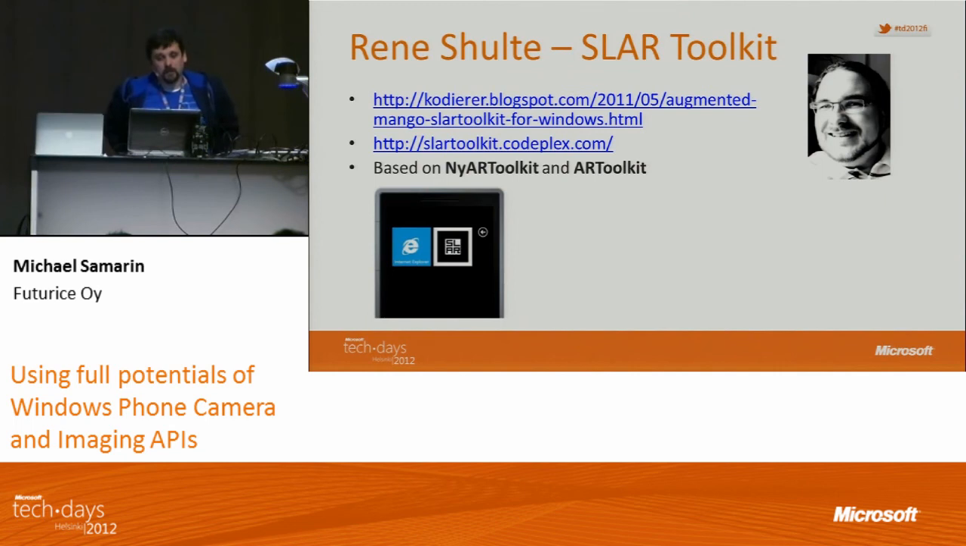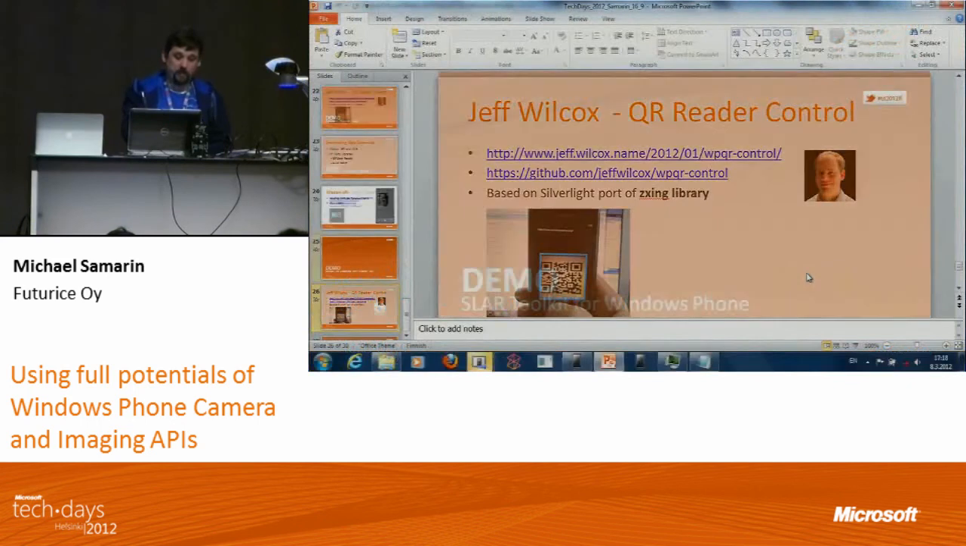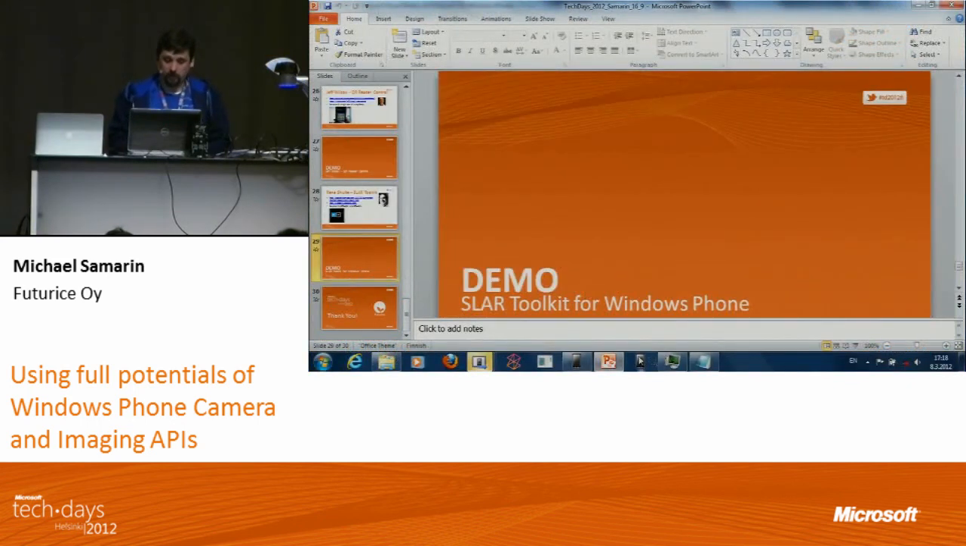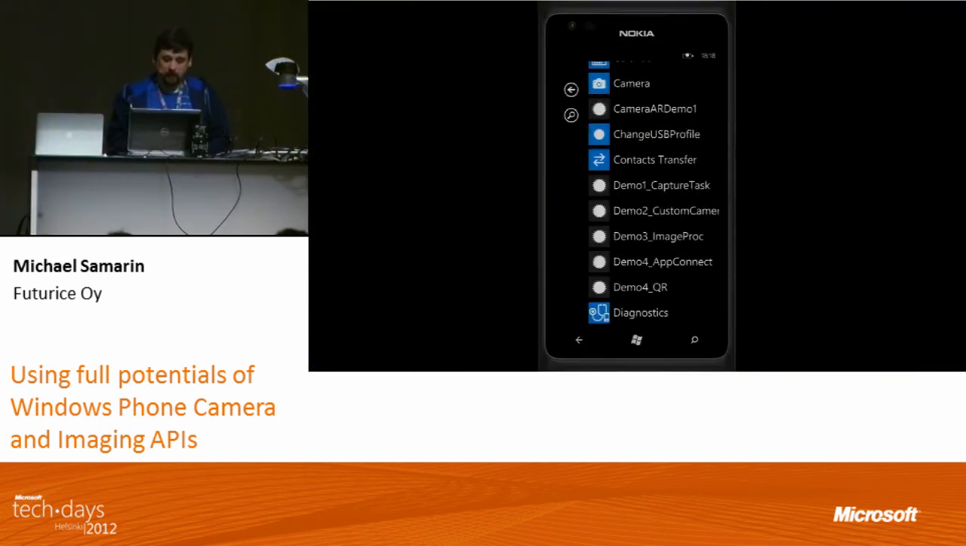And what he did, he created basically, there are two augmented reality open source frameworks, New AR Toolkit and AR Toolkit. And he wrapped them into the SLR Toolkit for Silverlight. And he did, of course, the Windows Phone version of this. And again, open source project available at the Codeplex, and really very simple and basically just fantastic. Let's take a look at this.